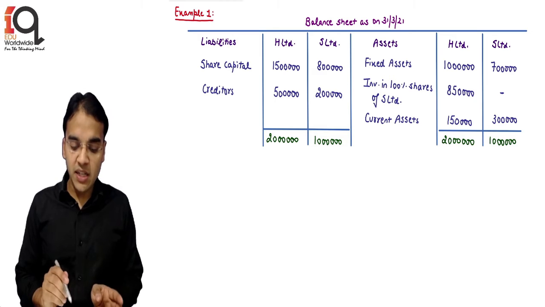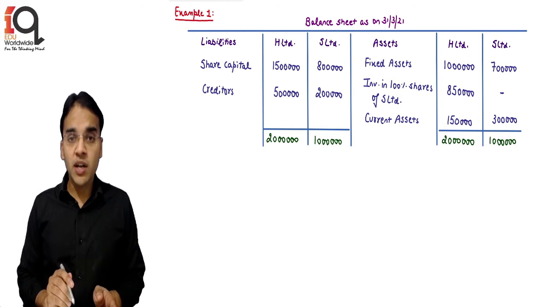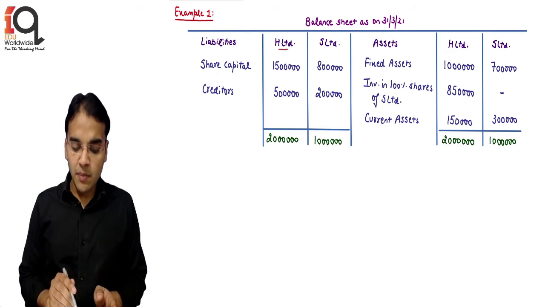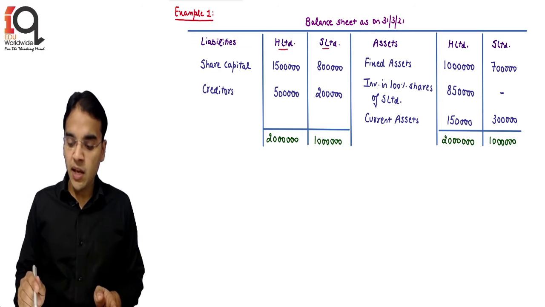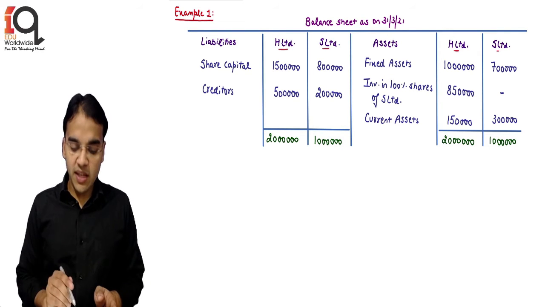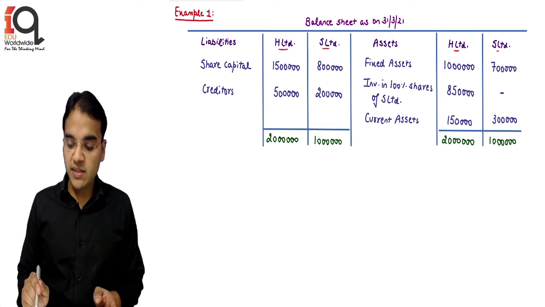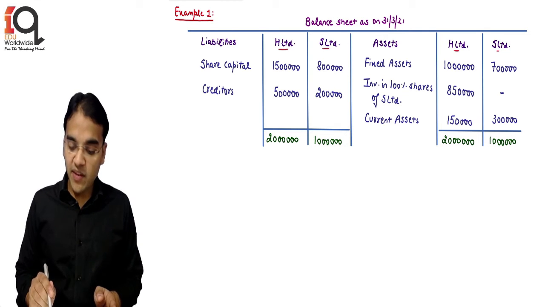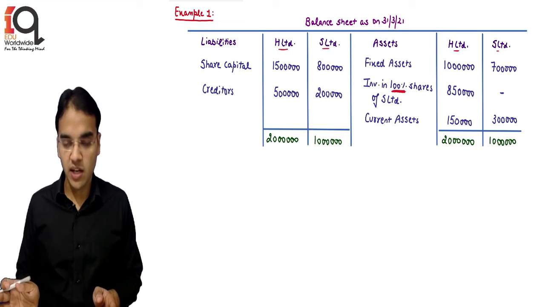The balance sheet is given as on 31st March 21, of H Limited and of S Limited. In the balance sheet there is a share capital of 15 lakh, 8 lakh, creditors are 5 lakh, 2 lakh, fixed assets 10 lakh and 7 lakh. There is an investment in 100% shares of S Limited of 8 lakh 50,000, and there are current assets as well, 1 lakh 50,000 and 3 lakh.